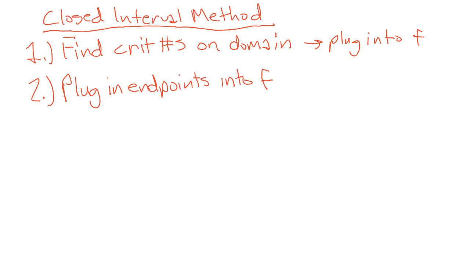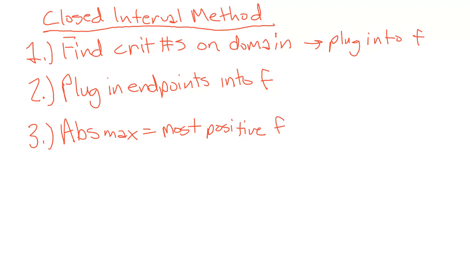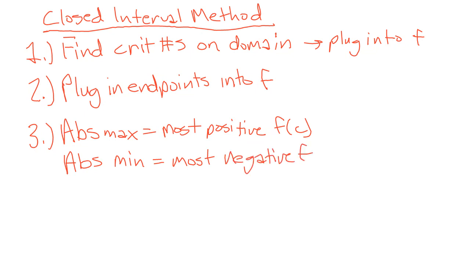And then the last thing that we're going to do is say that our absolute max is going to be the most positive value, and our absolute min is going to be our most negative value that we get. So now let's go ahead and do some examples.